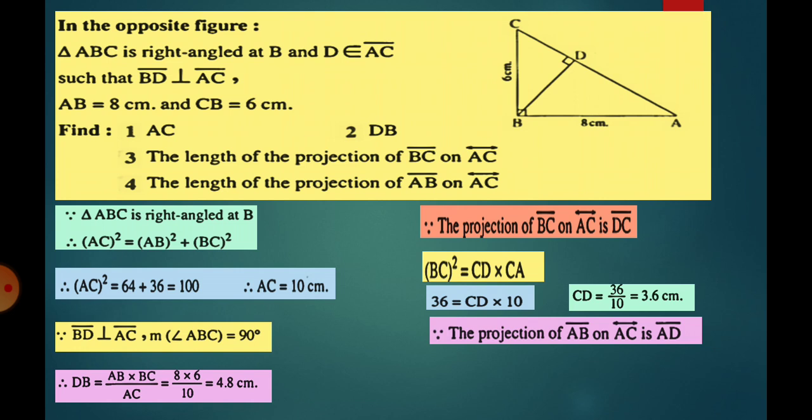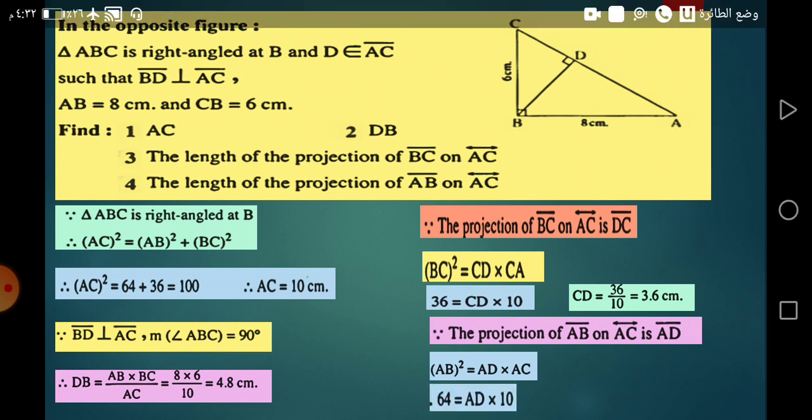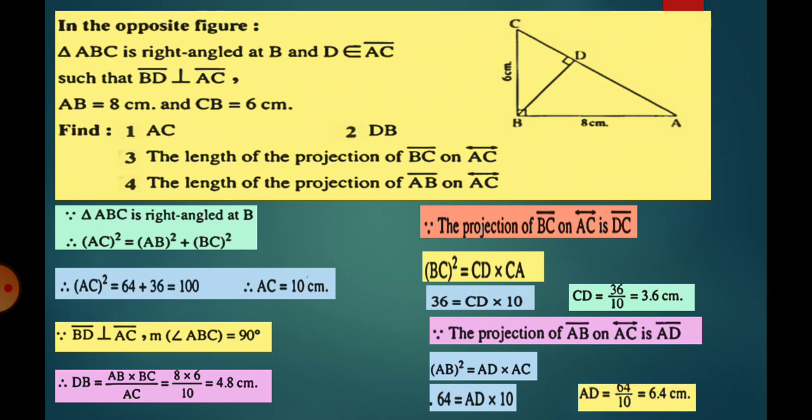What about AB power 2? AB power 2 equals AD times AC. AB is 8, then 64 equals AD times 10. Then AD equals 6.4. Or we can use another rule: BD power 2 equals DC times DA. Or subtract 3.6 from 10. It will be 10 minus 3.6, equals 6.4.